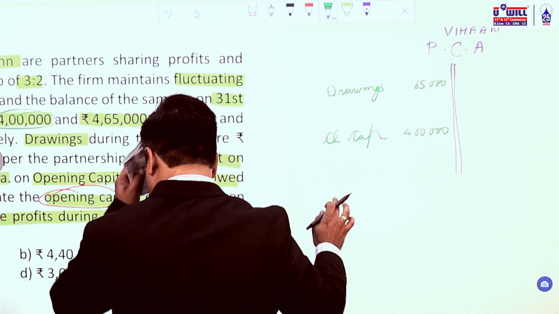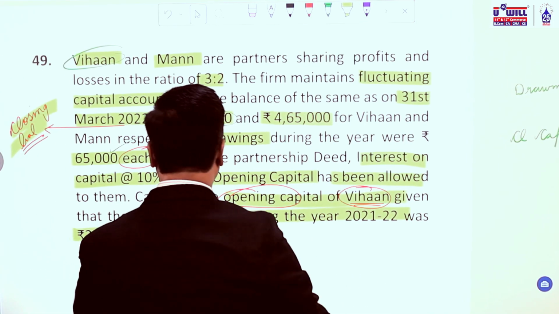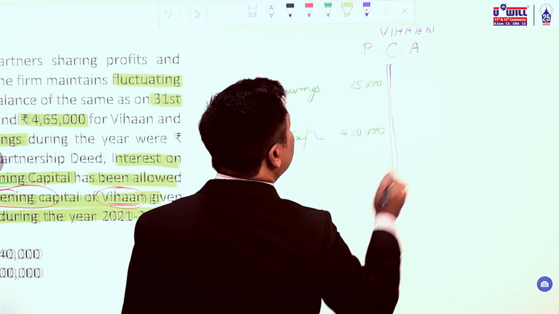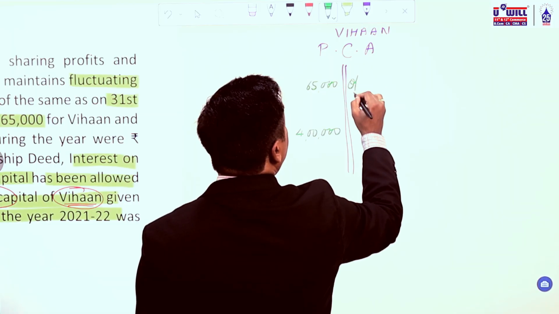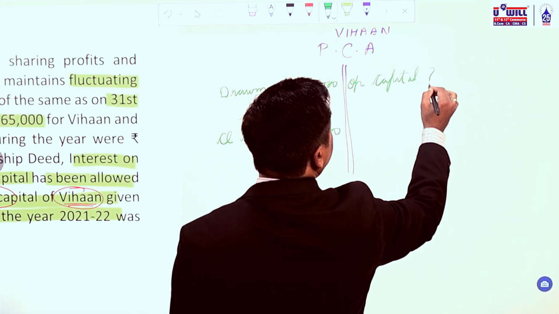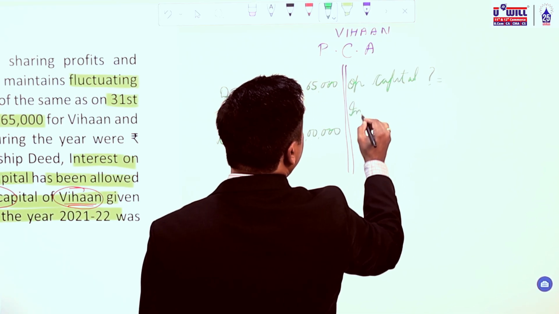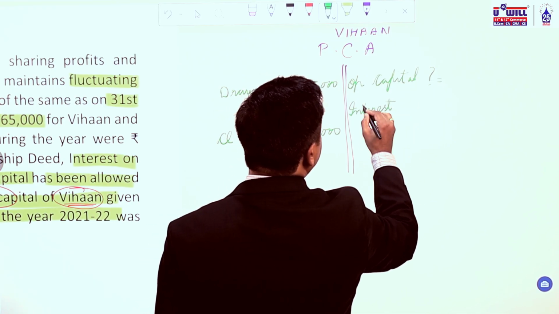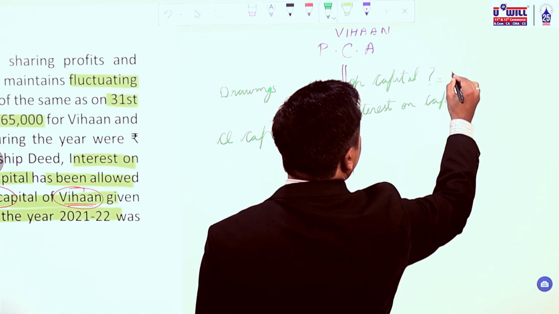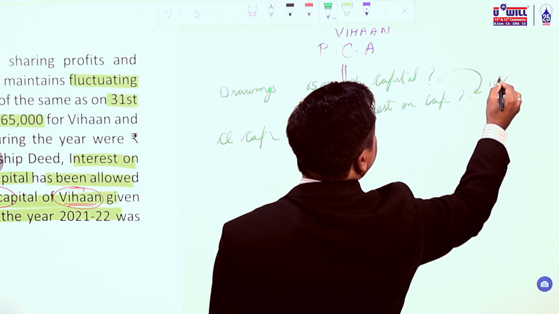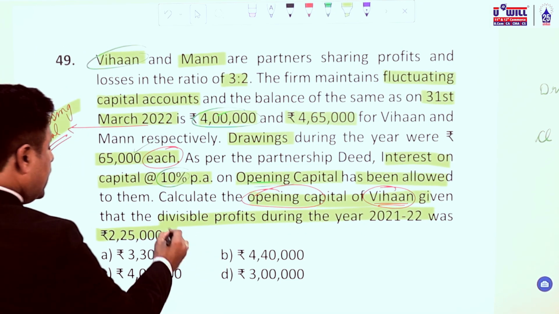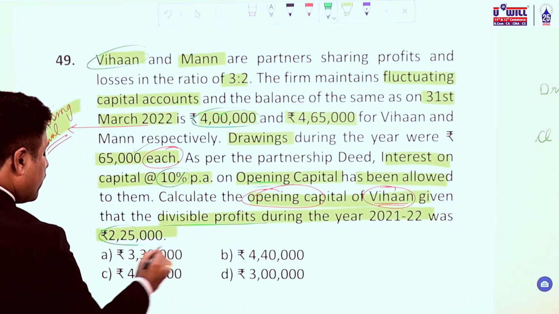Then interest on capital at 10%, we don't know because the opening capital itself is missing. However, interest on capital will come on the credit side. Opening capital will come on the credit side, which is already missing. Interest on capital will also come on the credit side, which is again missing because opening capital is missing. On that we have to count 10%, so by default that is also missing. Then the divisible profits are 2,25,000.